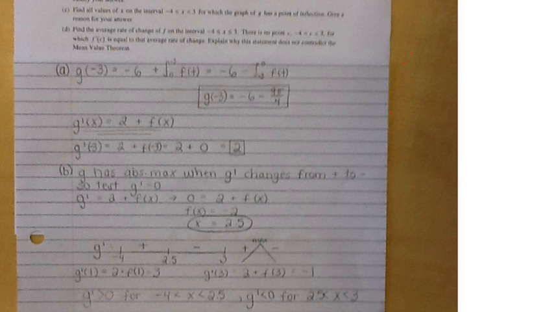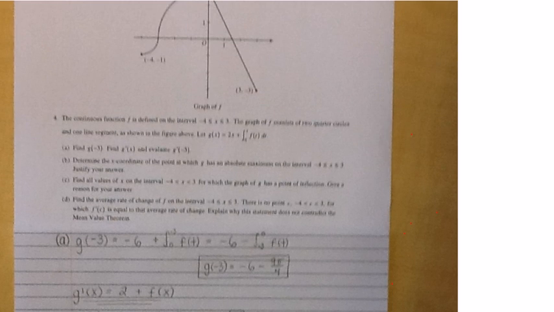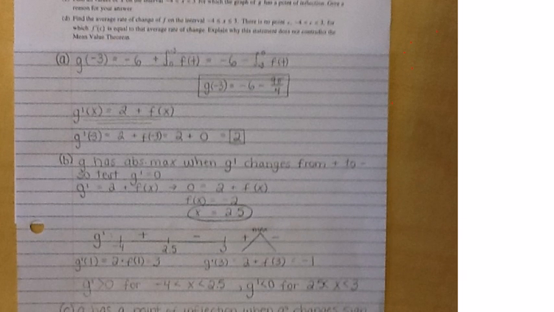For b, we have to determine the x-coordinate of the point at which g has an absolute maximum on the interval -4 to 3. And then we have to justify our answer. So in this case, in order to find where we have an absolute maximum, we're going to need to test the endpoints, so -4 and 3, and then also we're going to need to test any place where g prime changes from positive to negative, meaning we can test g prime equals 0.